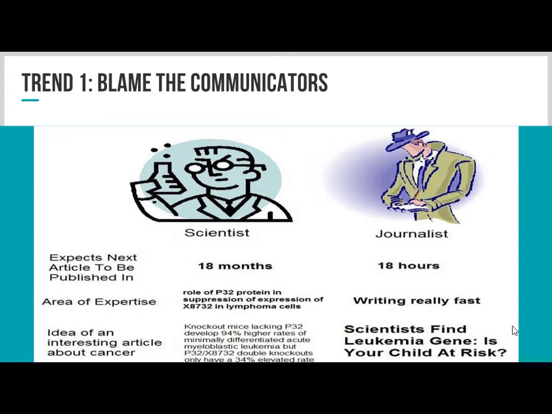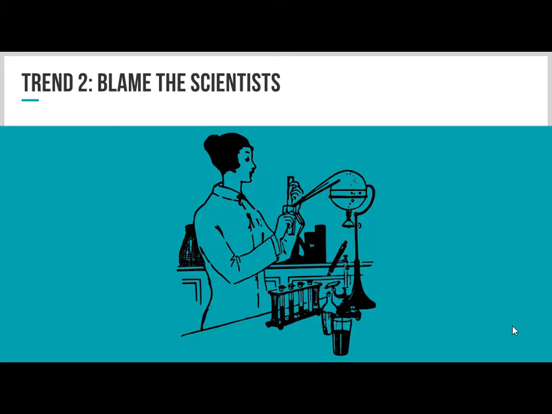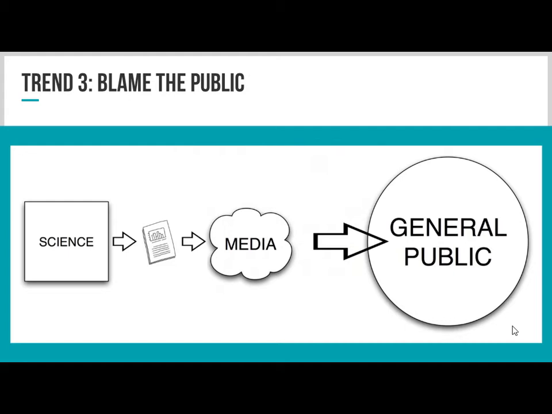This is what's depicted in this infographic, which shows the scientist as the careful, thoughtful reporter of events that unfolded in the laboratory, and the journalist as the hurried, careless non-expert who was just looking for a good headline. The second trend is to blame the scientists, often depicted as being comfortable only inside the laboratory and unable to connect with wider external audiences. And a third trend is to blame the general public.